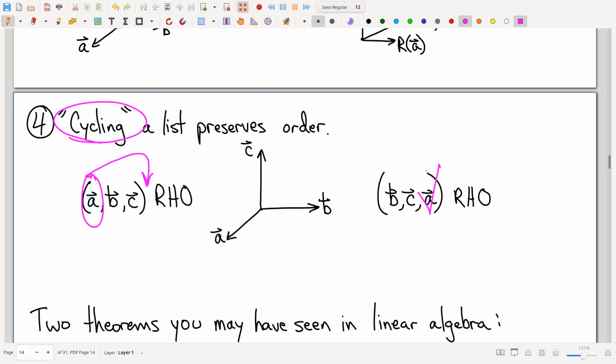Does that make sense to everybody? So yeah, that's right. It's effectively a rotation. So the point is cycling. If you can do it with your right hand in one order, when you cycle, you can still do it with the same hand, just by twisting your wrist. Does that make sense? So again, this isn't really a distinct idea in 2 dimensions, but it is distinct in 3 dimensions.